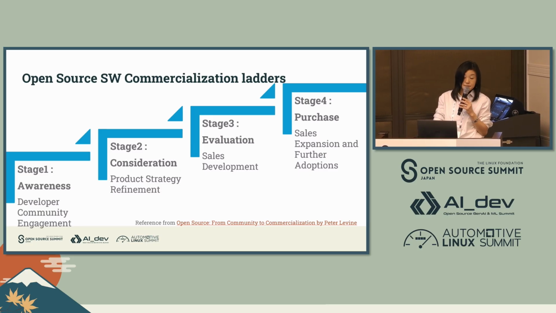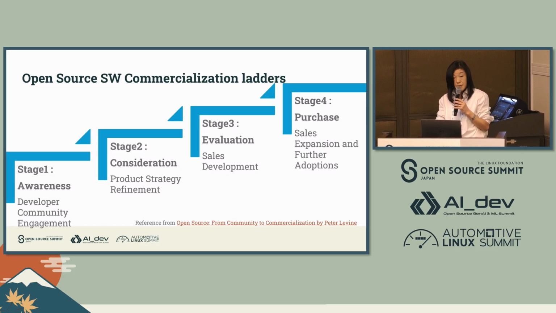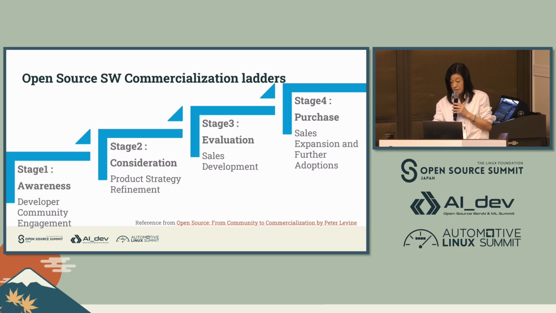Stage 3, evaluation, sales development. Start outbound marketing with specific segments who find value in the project. Learn more about users. Are they larger enterprises or just hobby users? Understand further commercial use cases. Focus on the needs of users and what they want to do with the project and product. Then stage 4, purchase, sales extension and further adoption. Sales promotions to enterprise, both bottom-up user adoption to expand usage and top-down sales to land deals.